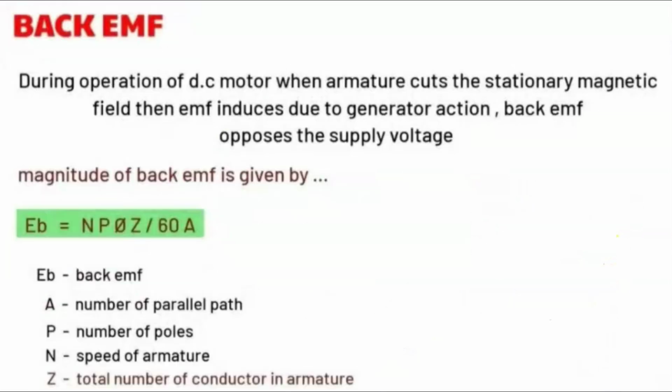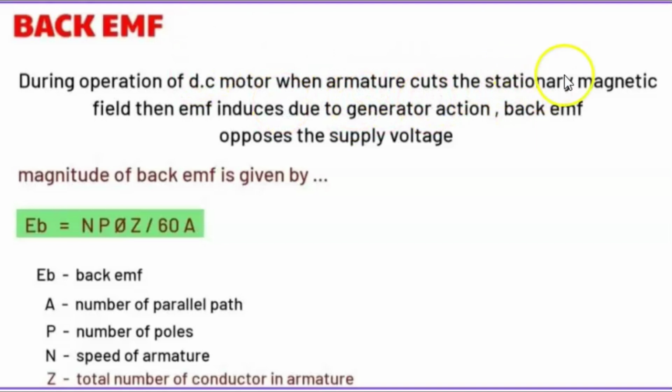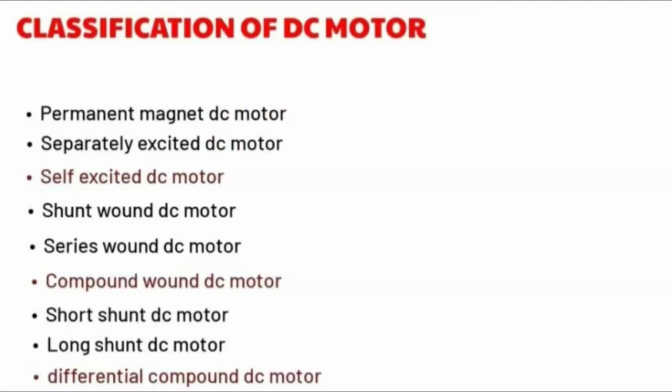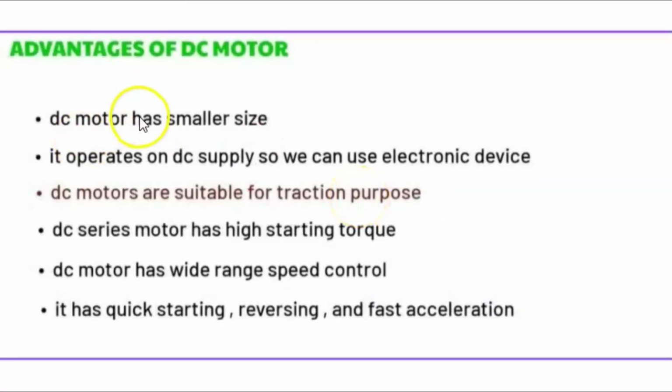Now let us talk about another important term, which is the back EMF. During operation of the DC motor, when the armature cuts the stationary magnetic field, then EMF is induced due to the generator action. Back EMF opposes the supply voltage. Now back EMF का एक formula भी होता है, which is Eb = NPφZ / 60A, where Eb is the back EMF, A is the number of parallel paths, P is the number of poles, N is the speed of the armature, Z is the total number of conductors in the armature, and φ is the magnetic flux. अब बात करें हम लोग about classification of DC motor, तो ये सारी types के हमारे पास DC motor होती है.